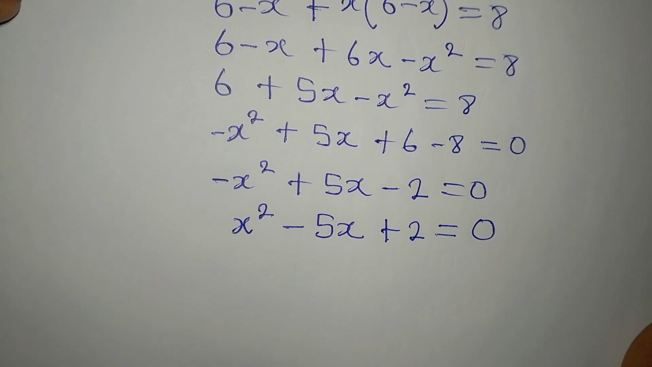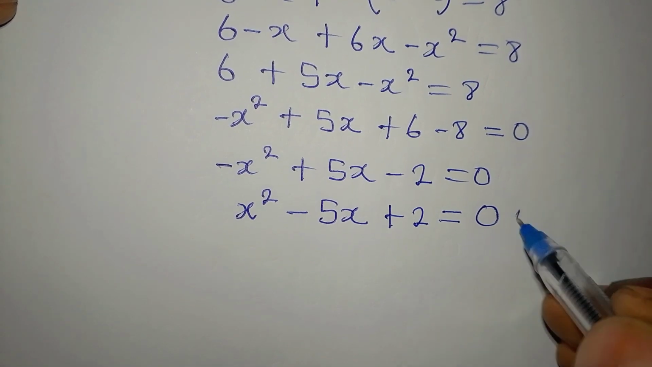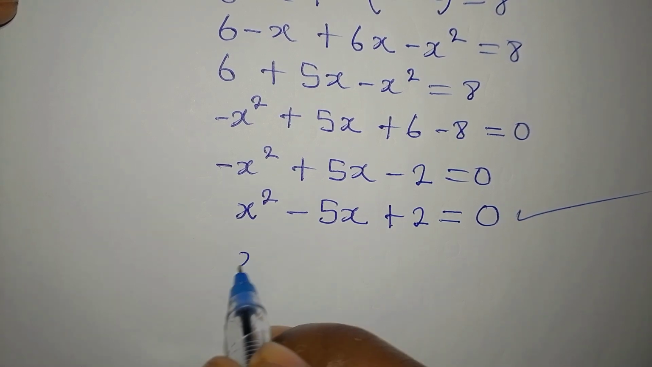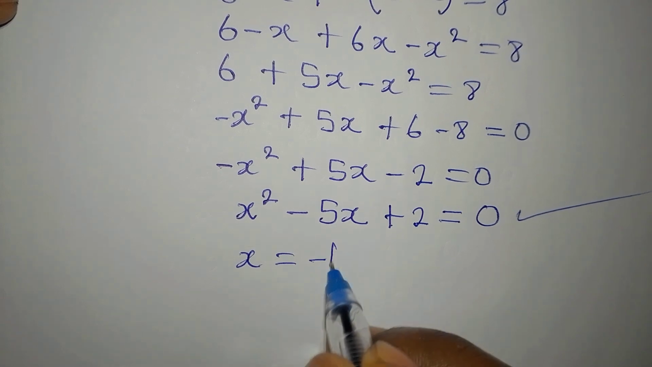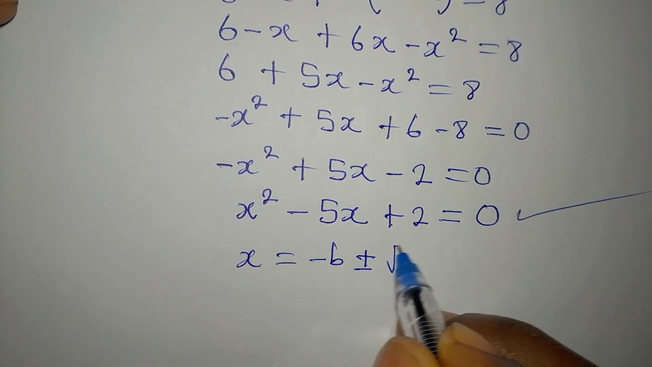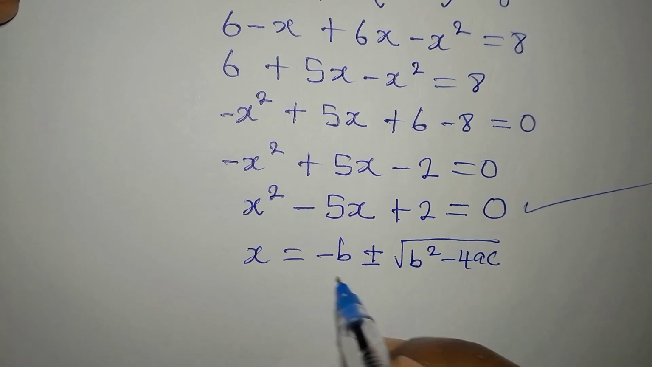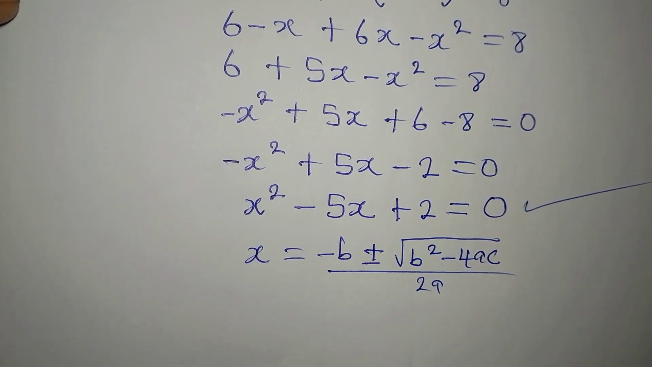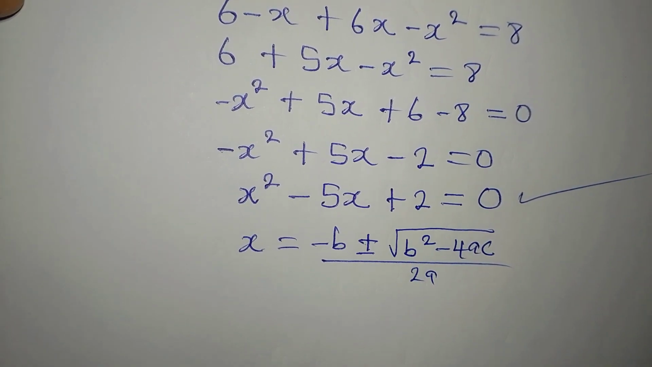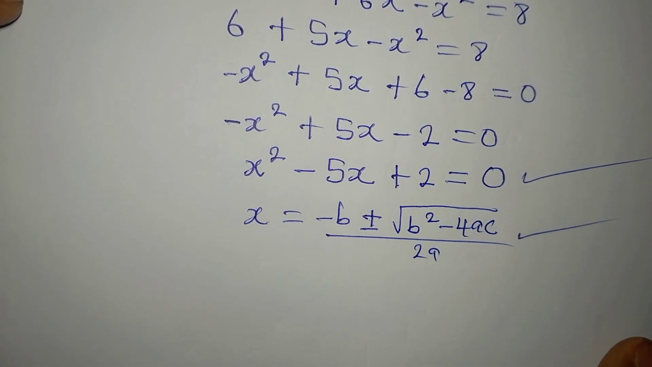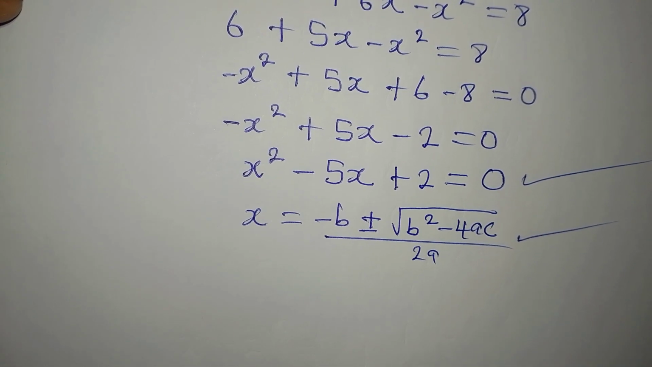Now we want to use the formula to solve this. This is a quadratic equation. What formula do we use? Let's use this formula. x equals minus b plus or minus square root of b squared minus 4ac all over 2a. The most difficult thing to do here is to remember this formula. And then the next thing to do is knowing your a, b, c.